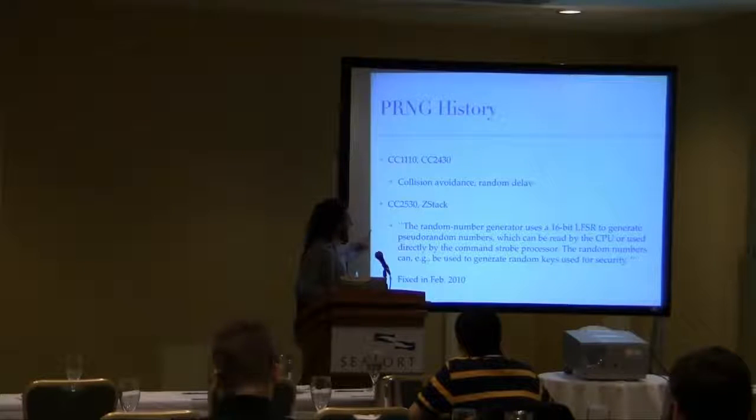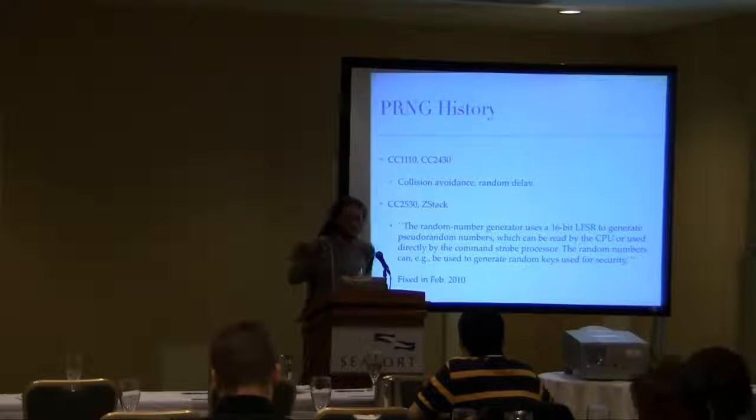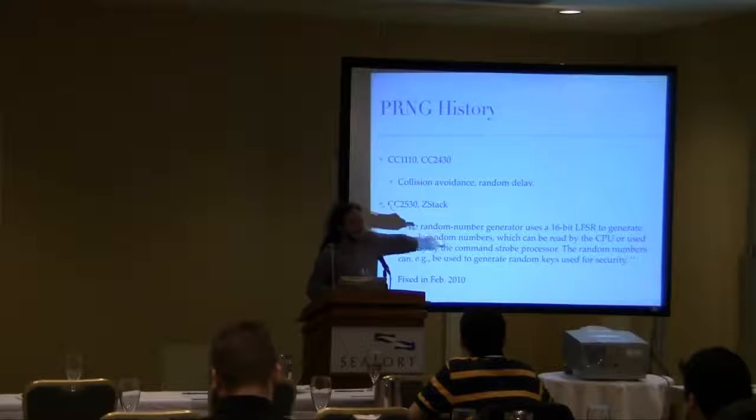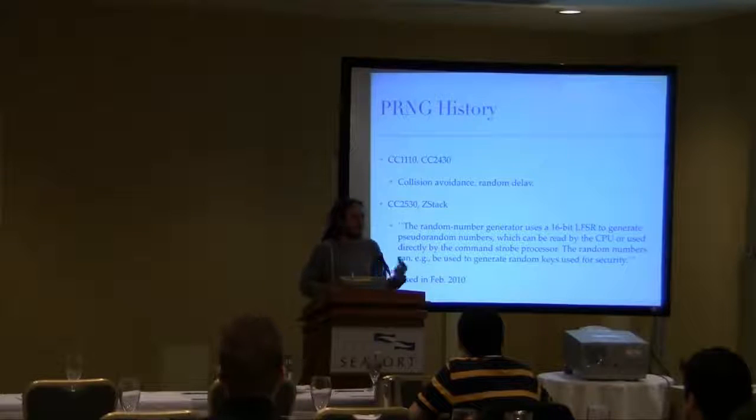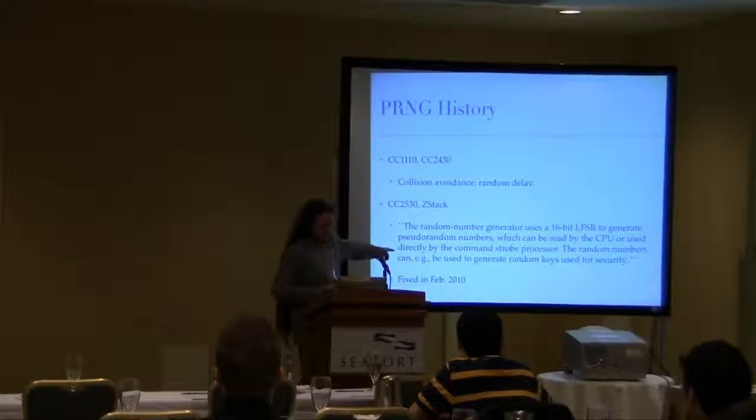So he writes up this little paragraph. The random number generator uses a 16-bit LFSR to generate pseudo-random numbers, which is true, which can be read by the CPU or used directly by the command strobe processor, which is also true. There's a second little microcoded processor in this chip that you can use if you want to generate weird patterns for radio things, and you can sample it directly by that. So if you needed to scatter it or something, you might be able to do useful things with that. Then the last sentence is where it screws up. He says that it can be used to generate random keys for use in security.